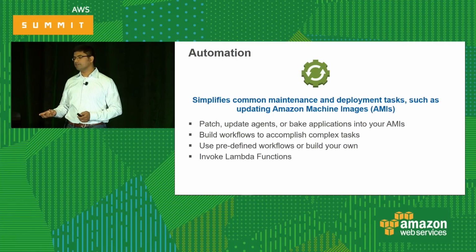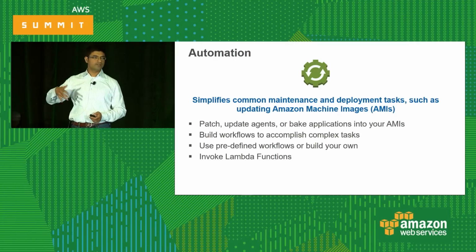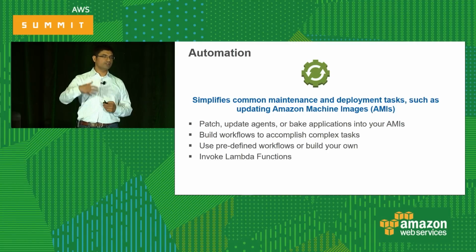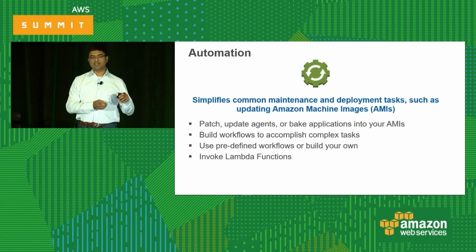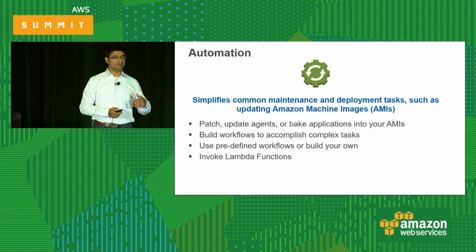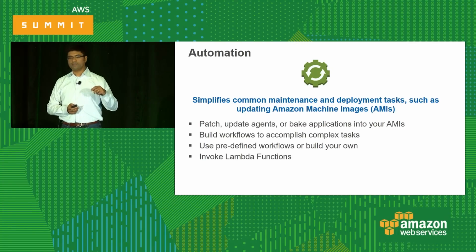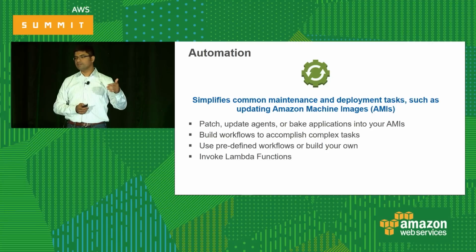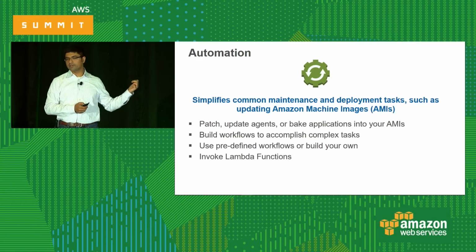A common task we see customers do is to bake a common set of security or monitoring agents into their AMIs. But over time, those agent versions change. And when you want to patch the operating system, you can combine both of those actions in automation. So the way automation works is you define all the actions that you want to take, starting from an AMI, launching an EC2 instance, performing actions on that EC2 instance, and then finally taking an image of that EC2 instance. That entire step can be represented in one automation document and executed periodically if you want, or on demand if you want.